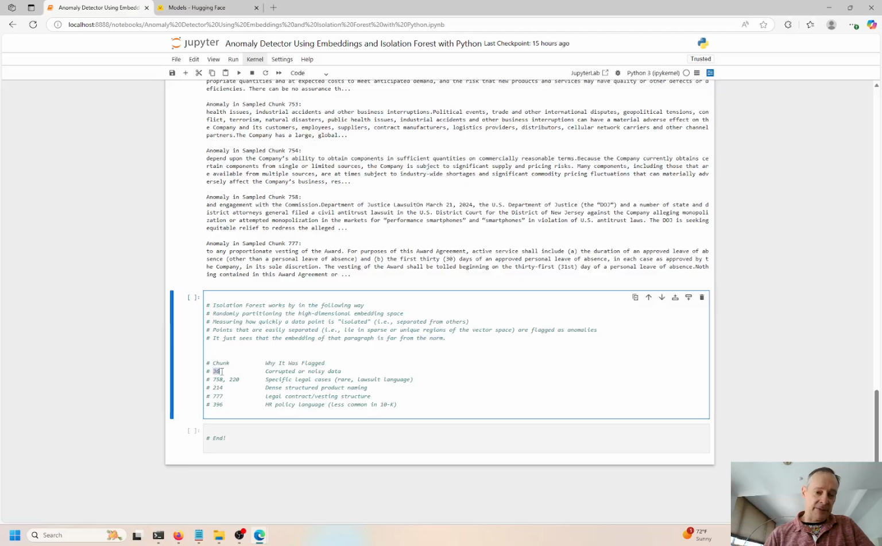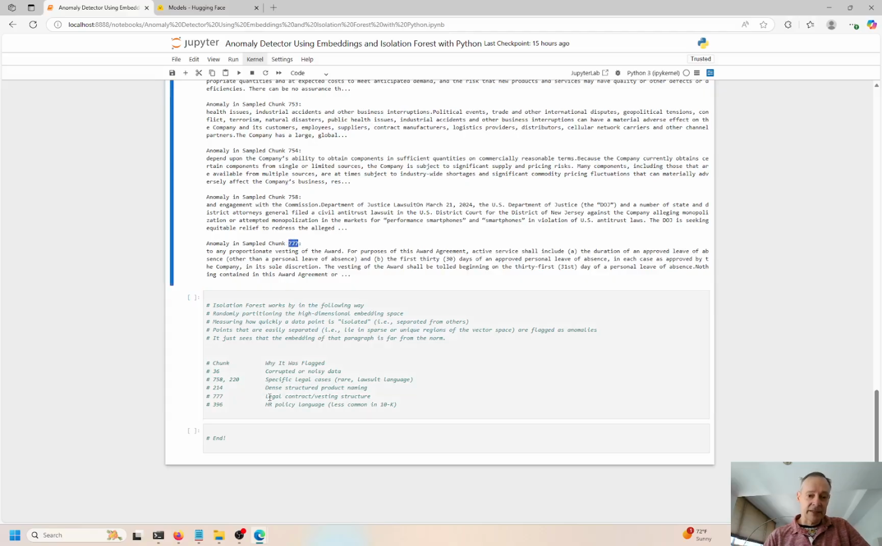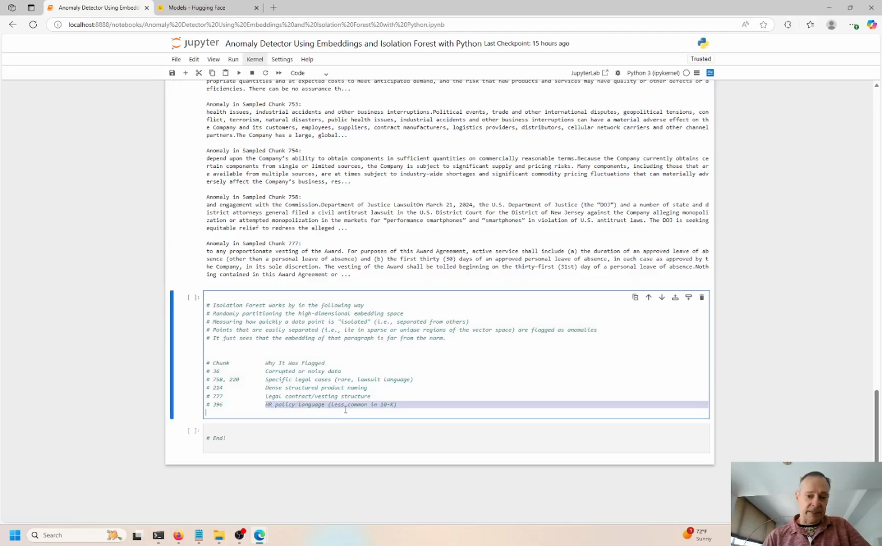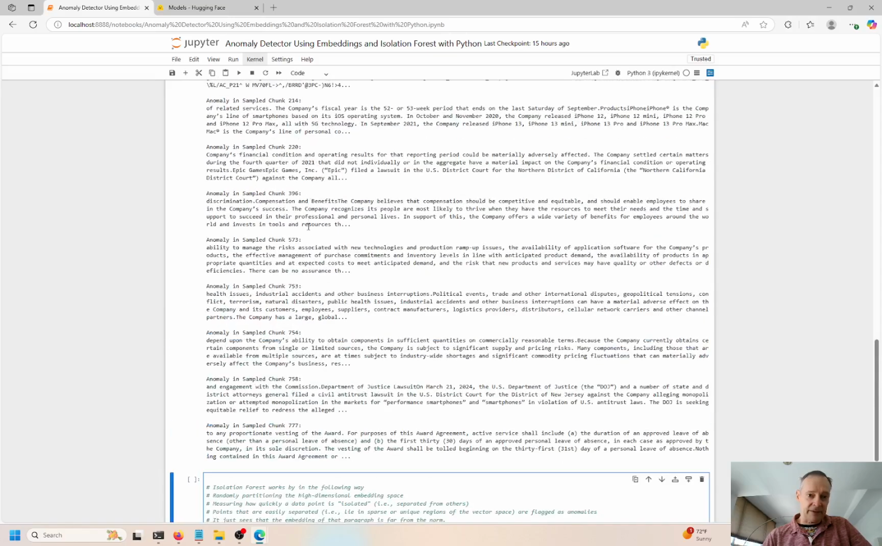And I made some notes down here. Chunk 36, corrupt or noisy data. 758 and 220, specific legal cases. 214, what's this? Dense structured product naming. Case number 777, which is right here. This is 777. Legal contract vesting structure. And 396, HR policy language. Less common. Okay, 396 is what? Over here, I think. Right here. So less common language, right?